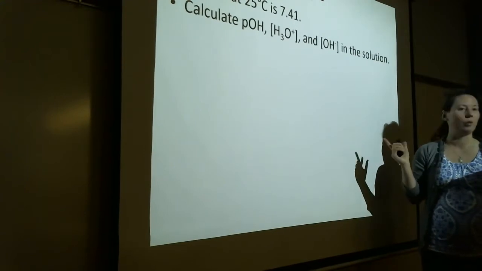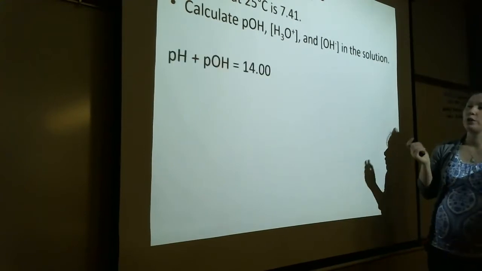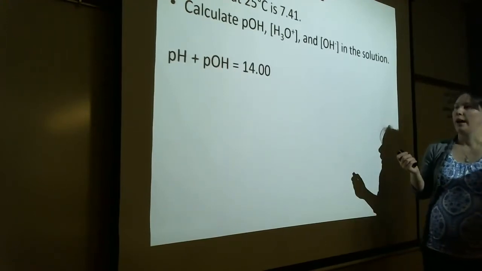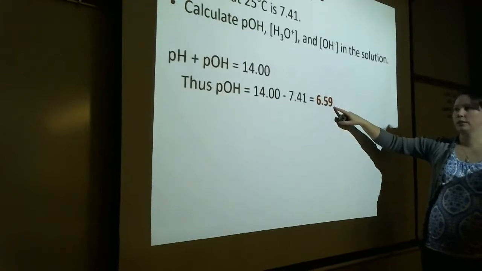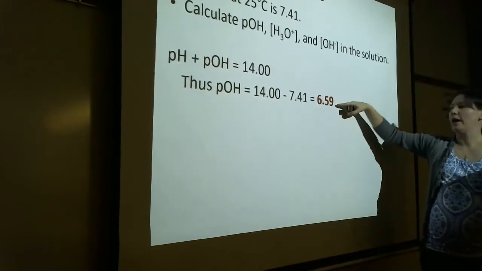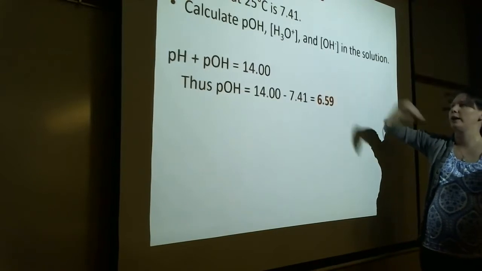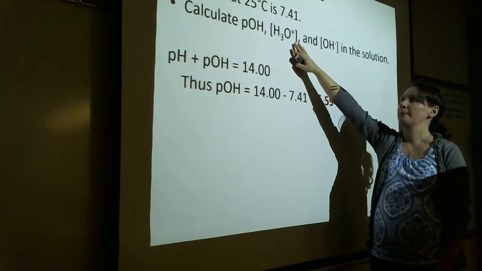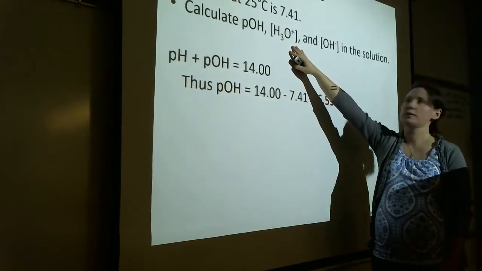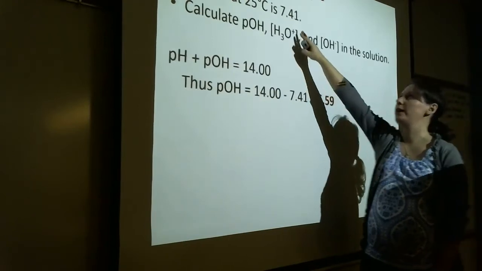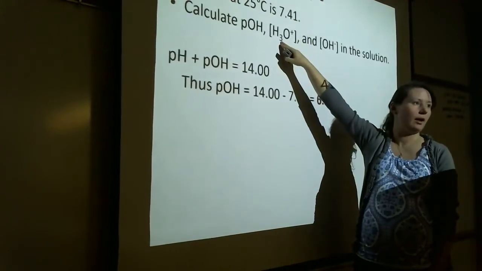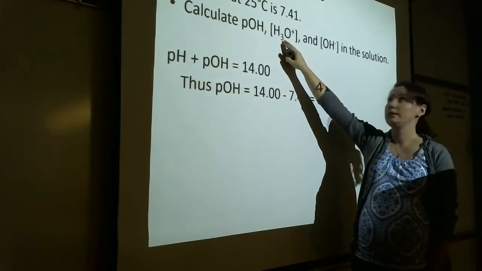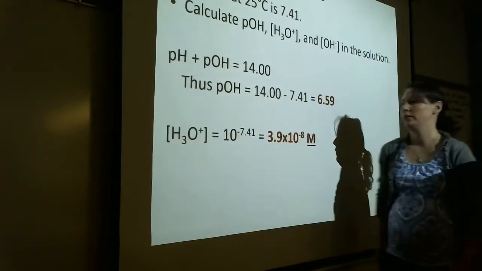So you can solve these in whatever order you want. The first thing that I would do is solve for pOH. That's what I would do. And so I just subtract it from 14. Right? There's my pOH. Now, how can I get H3O+ and OH-? How can I get H3O+? What could I use to get H3O+? If I know pH, is that enough information to get hydronium ion concentration? Yeah. How do I get hydronium ion? 10 to the negative pH, right?